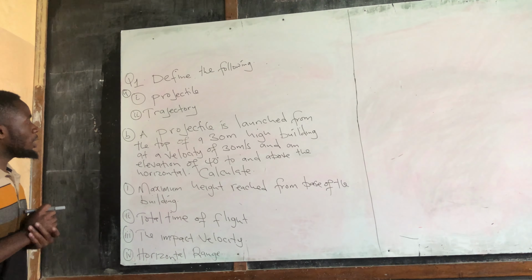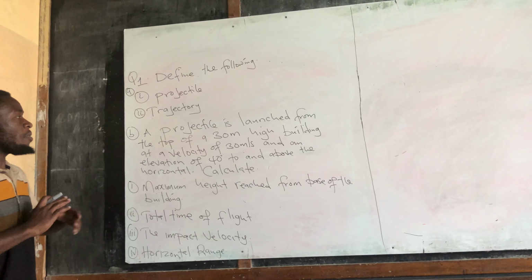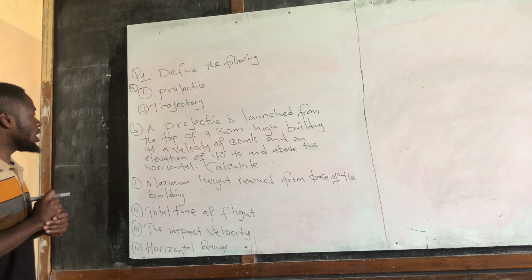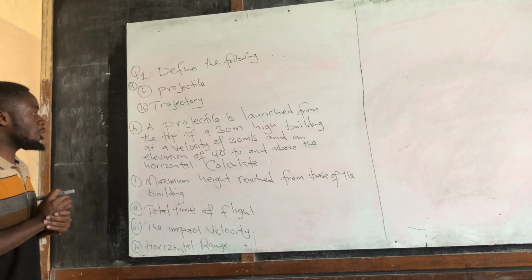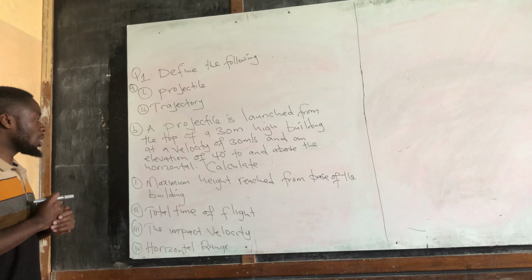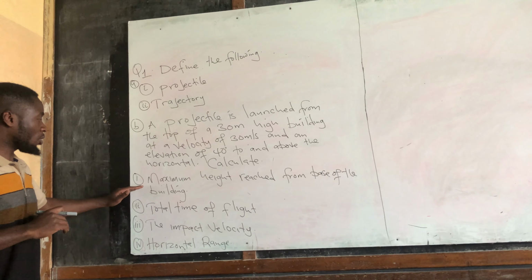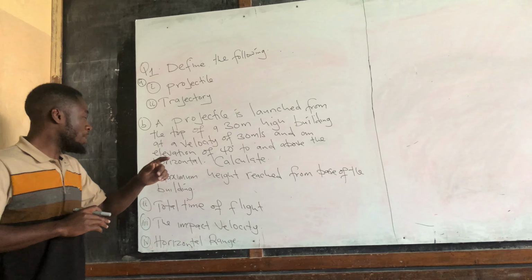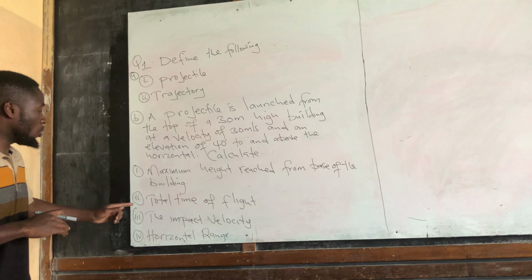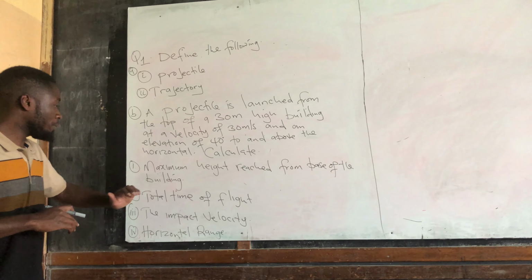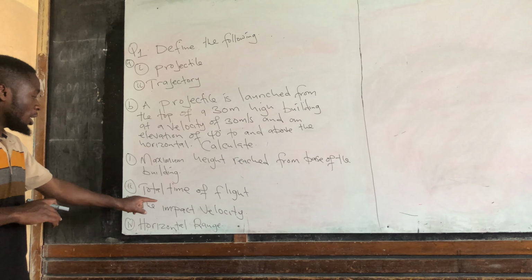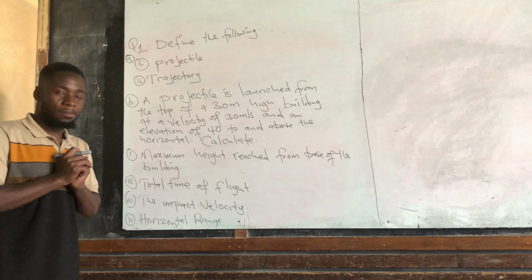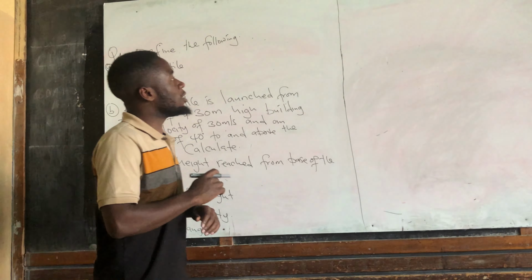B. A projectile is launched from the top of a 30 meter high building at a speed of 30 meters per second and an elevation of 40 degrees above the horizontal. Calculate: one, the maximum height reached from the base of the building; two, the total time of the flight; three, the impact velocity; and the last one, the range. So let's start with the definitions.